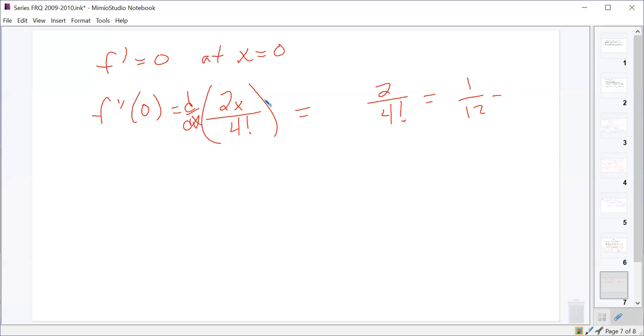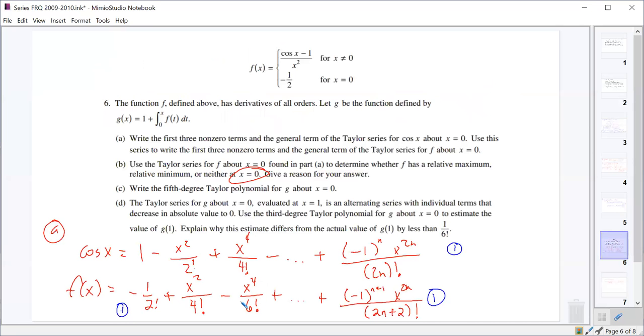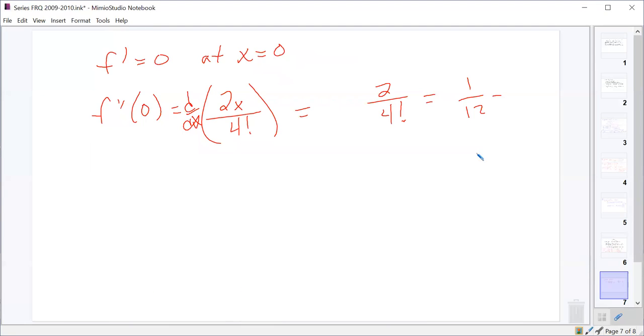Minus, we got all these other terms, but if I take all these other ones, these ones are all going to become 0, right? So it's really just this term that I should be concerned about. This one becomes 0, and these ones at x equals 0 become 0. And so 1/12 is greater than 0, which tells us that we have a minimum.